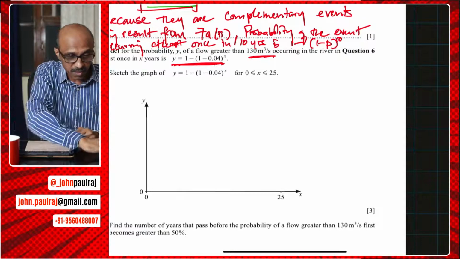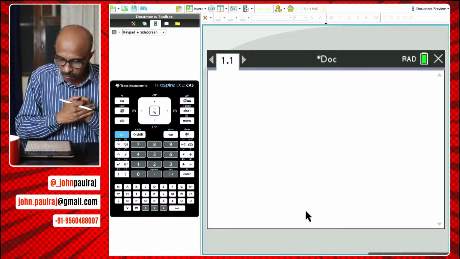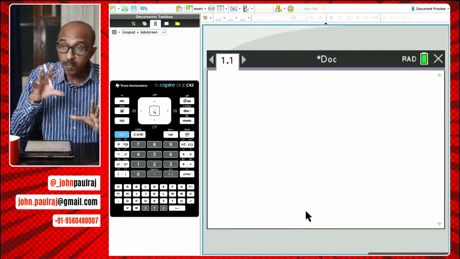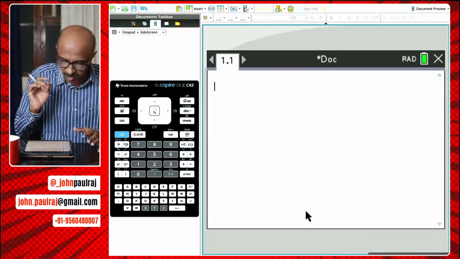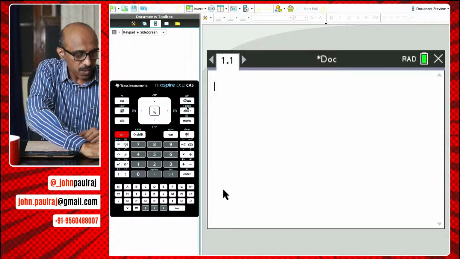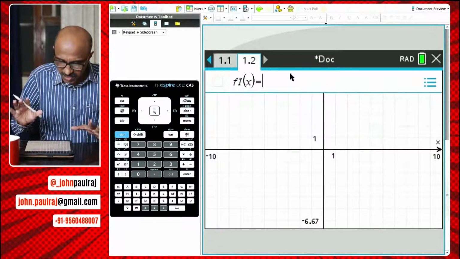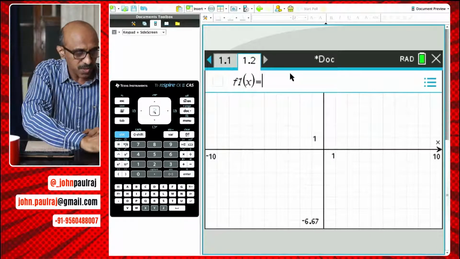Now we have to use a calculator for this. Okay, I'm going to switch to the calculator here. Let me just switch to the calculator. There you go. Can you see the calculator? Cool. And you can just copy it down, just as you see it on your calculator. So I'm just going to insert a graph page. Control doc will insert a graph page, and we'll enter the equation just as it's given. It says 1 minus. Okay, so I'm just going to enter it as it is.